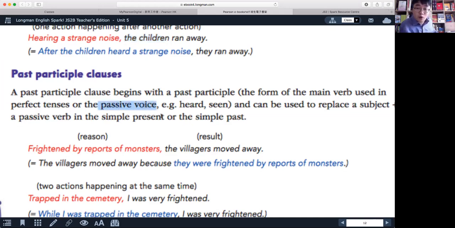Still remember the requirement for passive voice? You have to have two things. What are they? Be, verb to be, plus PP. PP is the past participle. So heard and seen are two examples of past participles. Take seen as an example. This is very easy, right?